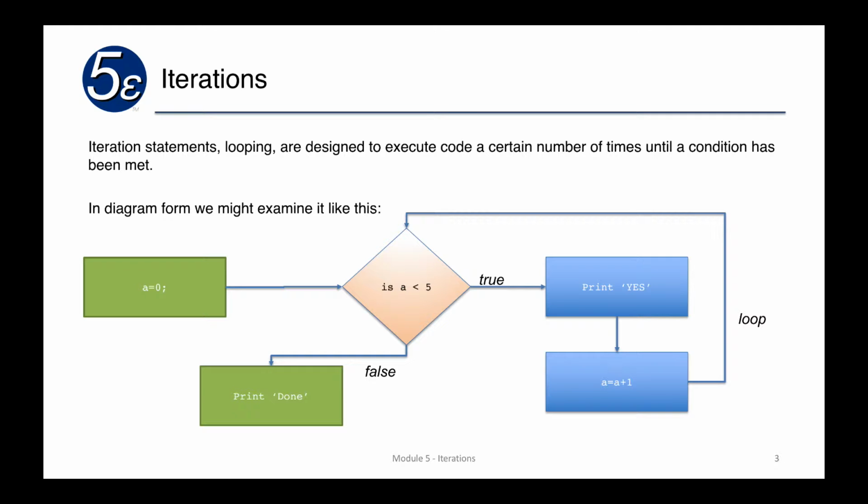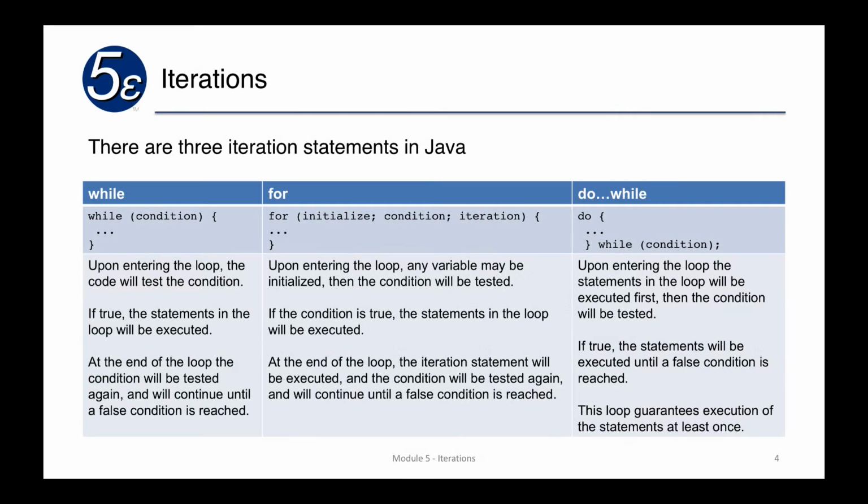So it should be fairly obvious at this point that this will increment 5 times, and once it is done, it will come back to the condition, is a less than 5, and once a is 5, it will no longer be true, and then it will come down here and print done, showing that we have exited our loop. So Java has 3 iteration statements.